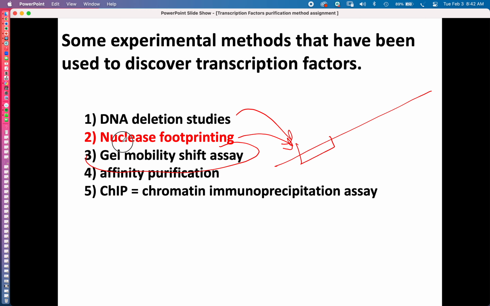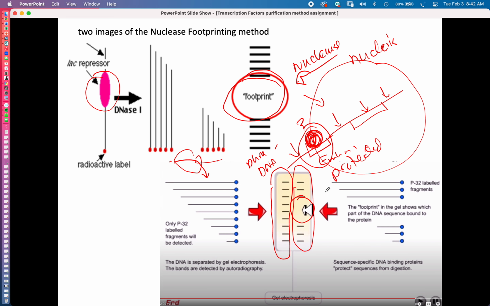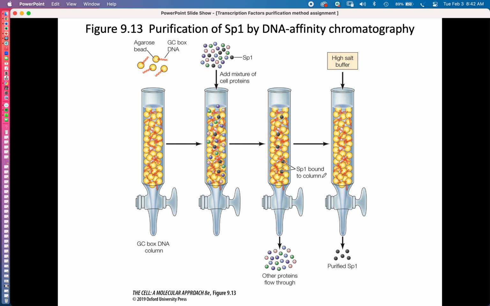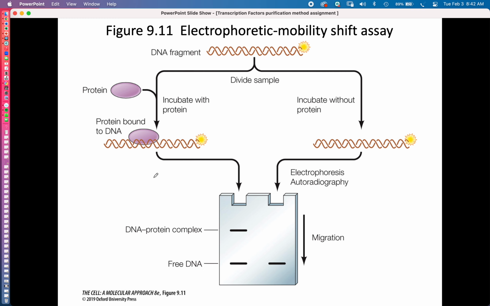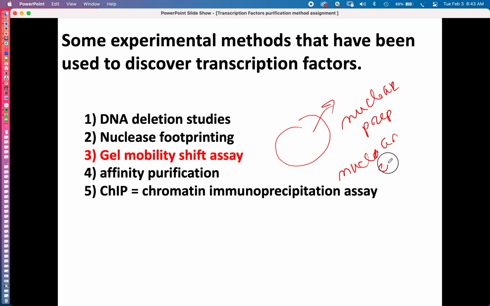So next experiment is this gel mobility shift assay. In this, we also prepare the nuclear extract prep, and then we purify the nuclei. And then what we do is we take the nuclei and break them open. Now we have what we call, the first thing is called nuclear prep. We prepared some nuclei. And the next thing is called a nuclear extract. And from our nuclease footprinting, we got evidence that there's a protein in the nucleus that can bind to this part of the DNA, right?